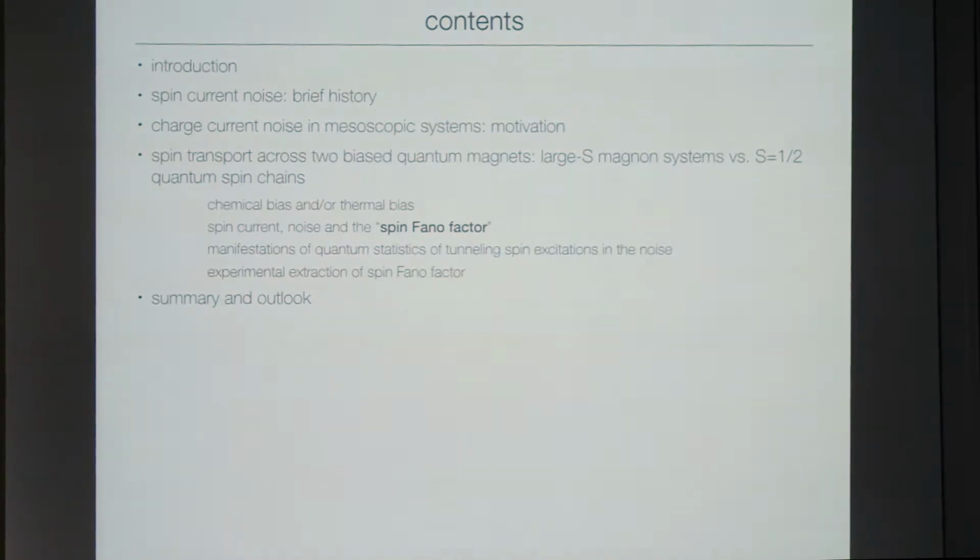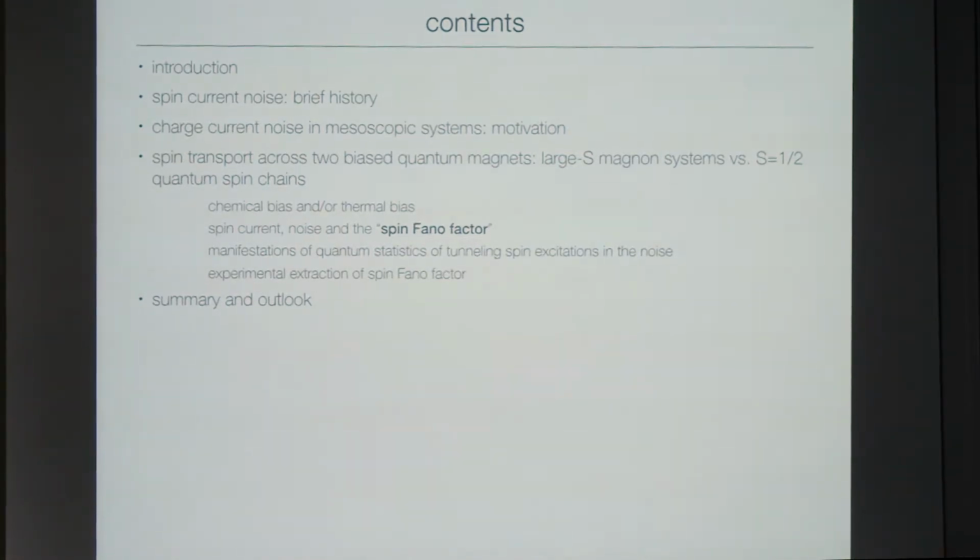Okay, so I want to first start off by giving a very big, broad introduction, then go into talking about some brief history about spin current noise. And then motivate why it's interesting to look at noise from the point of view of charge current, because that's probably what's more well studied so far. And then I want to look at noise in two different types of systems. First one in a large S magnon system, and then the second one for spin-1/2 quantum spin chains, and compare and contrast the noise in these two types of systems.